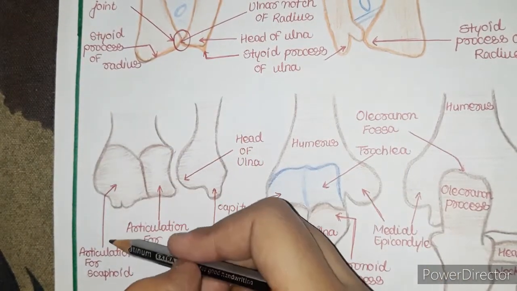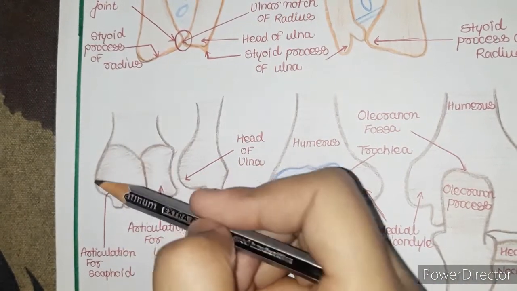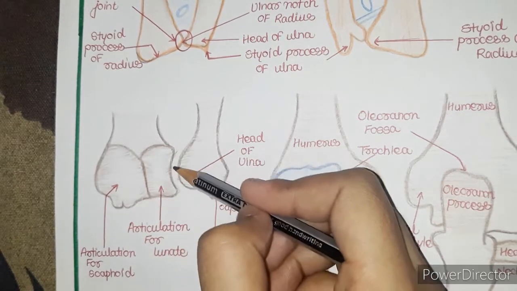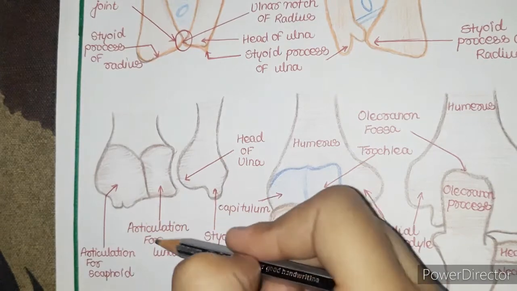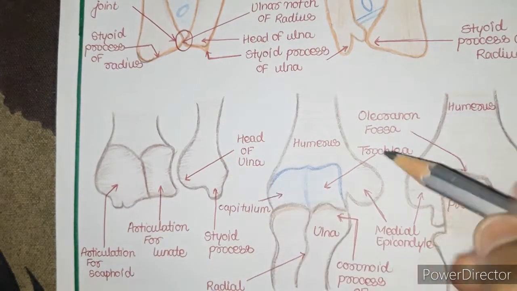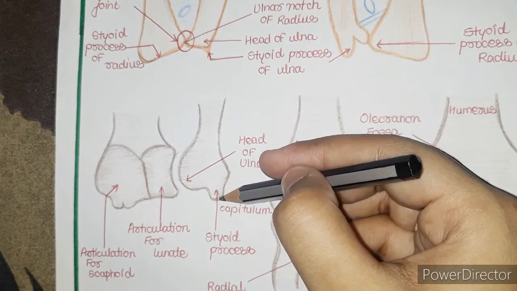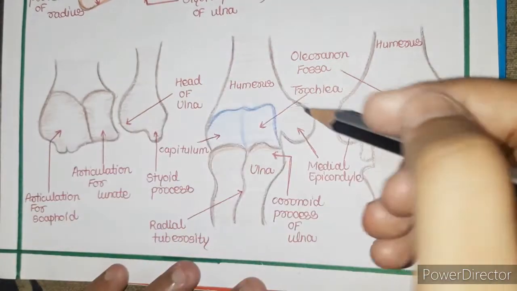On the lateral side of the lower end of the radius, we have the articulation surface of the scaphoid bone which is a carpal bone, and on the medial side of the lower end of the radius, we have the articulation surface for the lunate which is also a carpal bone. On the lower end of the ulna, we have the styloid process on the medial side. Okay, so this is the lower structure. And now come to this.